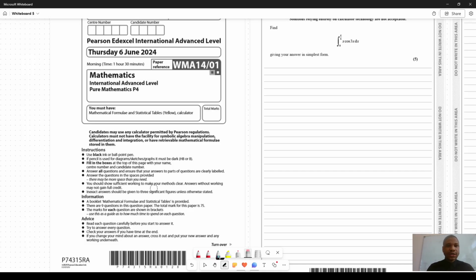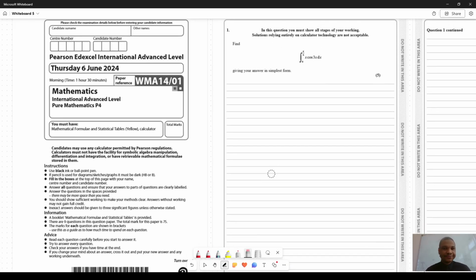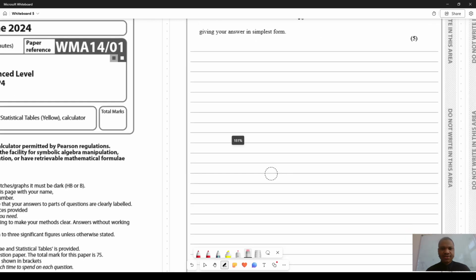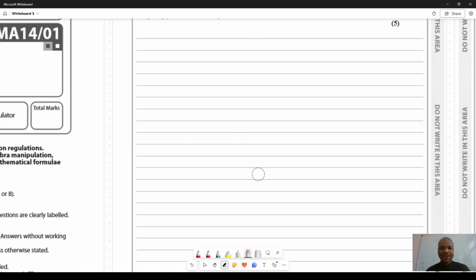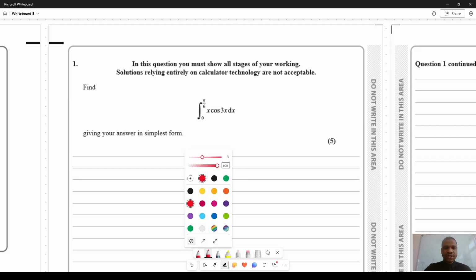All right, so let's try and do the June 2024 Edexcel IEM paper. The marking scheme is not out yet, so let's see. Hopefully, I'm correct. So the first question is integration.